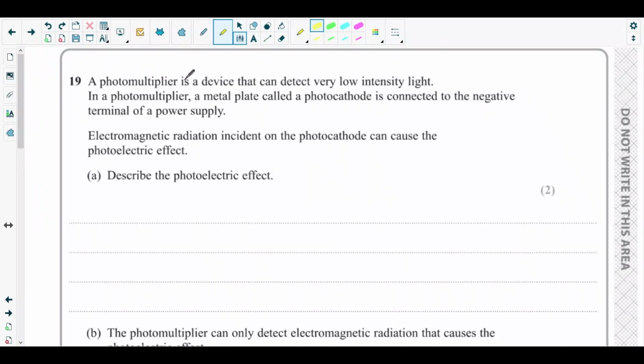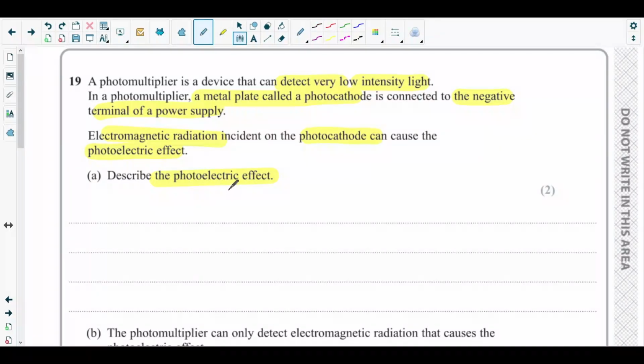A photomultiplier is a device that can detect very low intensity light. In a photomultiplier, a metal plate called a photocathode is connected to the negative terminal of a power supply. Electromagnetic radiation incident on the photocathode can cause the photoelectric effect. Part A is asking to describe the photoelectric effect.